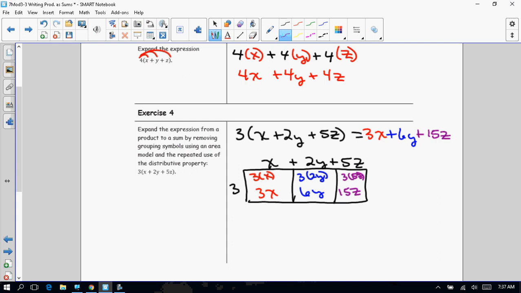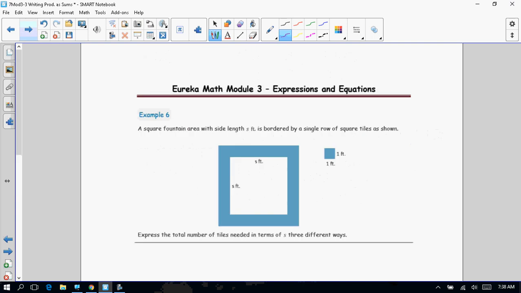All right, last page, last problem. Here we go. I know this has been a long one, guys. Top of page 22, last problem. A square fountain area with a side length of S feet is bordered by a single row of square tiles as shown. Okay, I don't know how long this is. Notice it says S, but I do know one tile is 1 foot by 1 foot. In other words, right here is a 1 foot by 1 foot tile. I do not know, however, how long this part is. Okay, I have no idea, so they called that S.